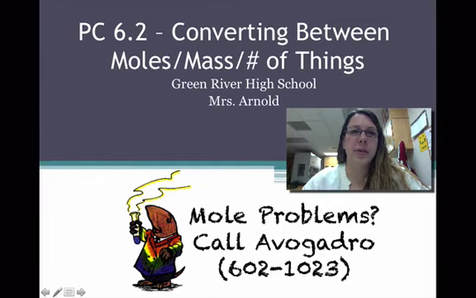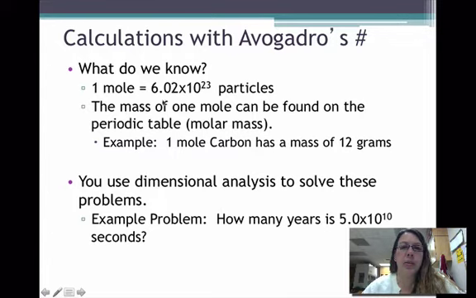Okay, this is Chemistry Podcast 6.2, and we're going to talk about converting between moles, mass, and number of things. So we want to know, how can we use Avogadro's number to do some conversions? Here's what we know. We already talked about that 1 mole is 6.02 times 10 to the 23rd particles.